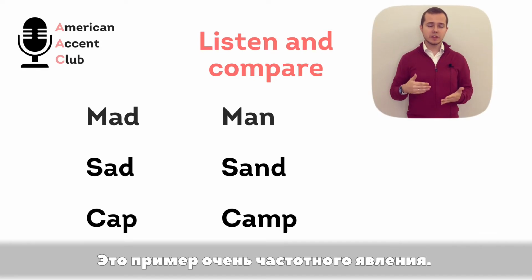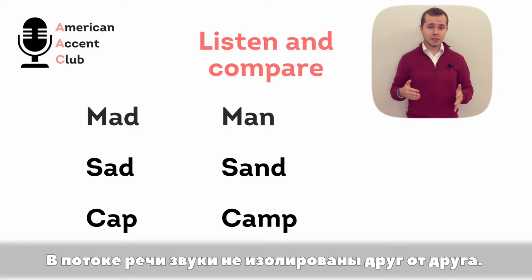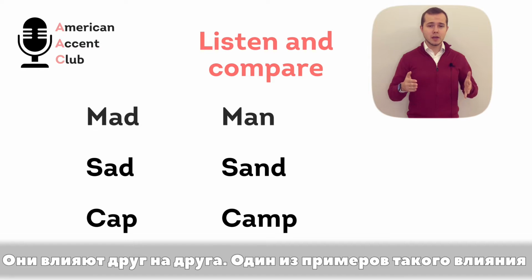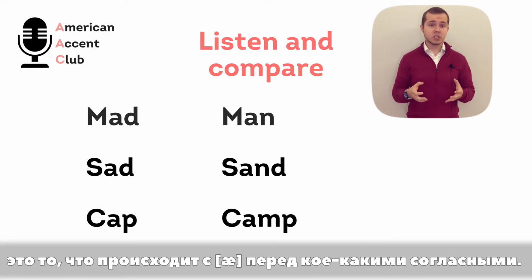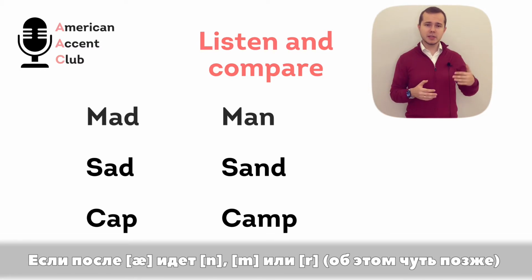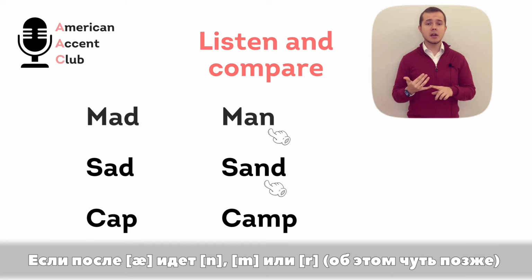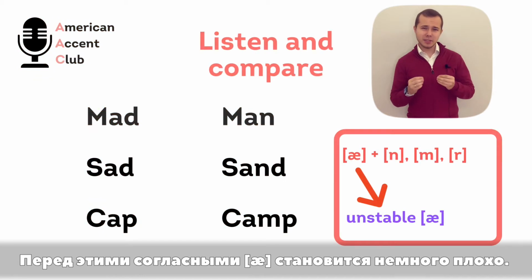And here we're dealing with a very frequent phenomenon. Thing is that sounds do not exist separately in the flow of speech. They influence one another. And one of the examples of such an influence is what happens to a when it's followed by certain consonants. By looking at these examples, you can figure out that if a is followed by n, m, or r, but we're gonna talk about these cases a bit later, a gets a little bit crazy, so to say.